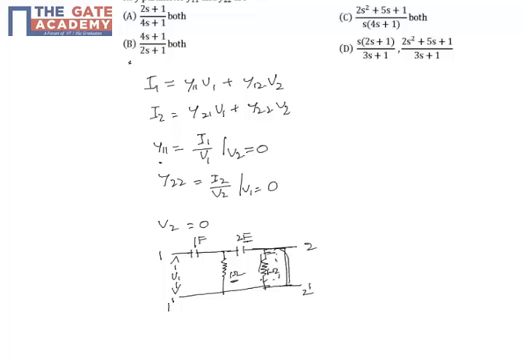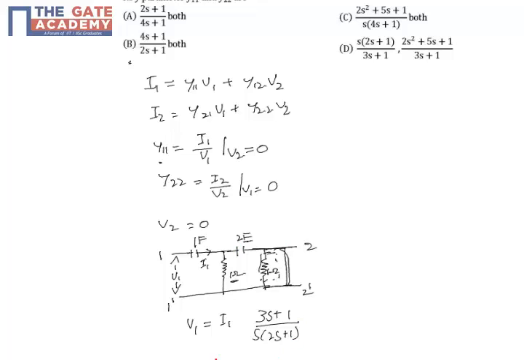While calculating v1, we will take this current as I1. First, this 2 farad capacitor is in parallel with this 1 ohm resistor, and that equivalent impedance is in series with this 1 farad capacitor. So v1 is equal to I1 into the equivalent impedance of this whole circuit, 3s plus 1 by s into 2s plus 1. This is after simplification of all these resistors and capacitors impedance.